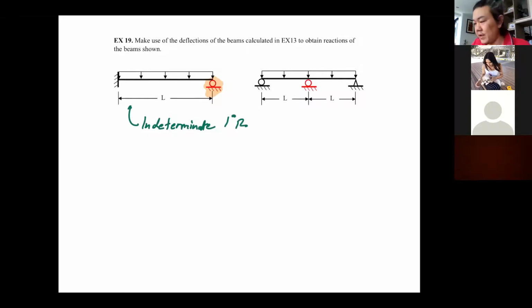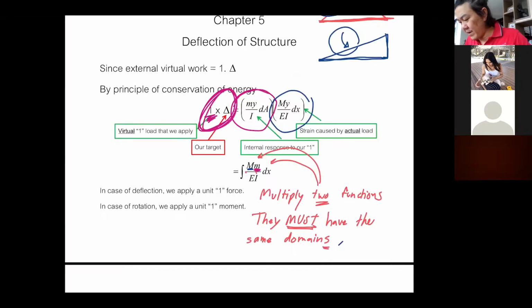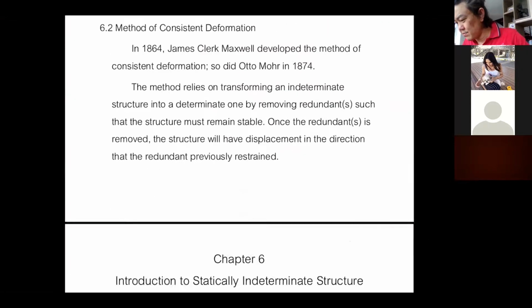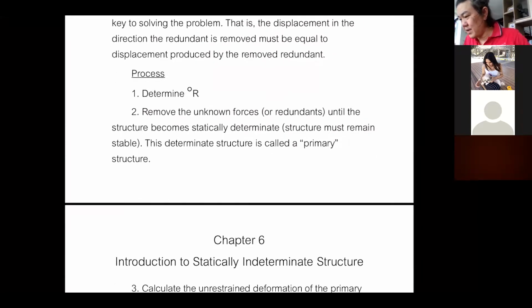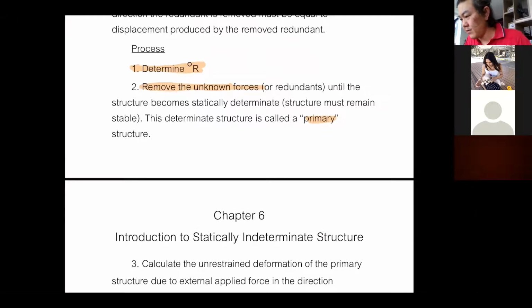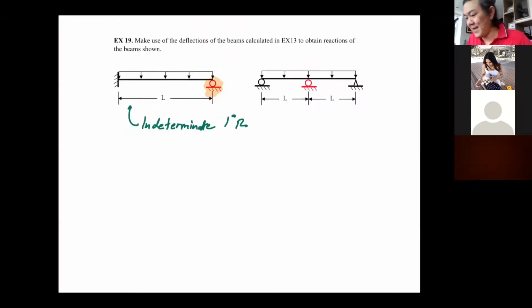So we need to turn this. Actually, I have the steps somewhere that you may follow. This is useful, but it's pretty straightforward. Determine the degree of redundancy first, and then remove the unknown force to obtain the primary structure. So that is step number 2. Okay, so we go back here, and if this is your structure, I deliberately painted the roller in red so that you can compare with what we have for the calculation of the displacement before.